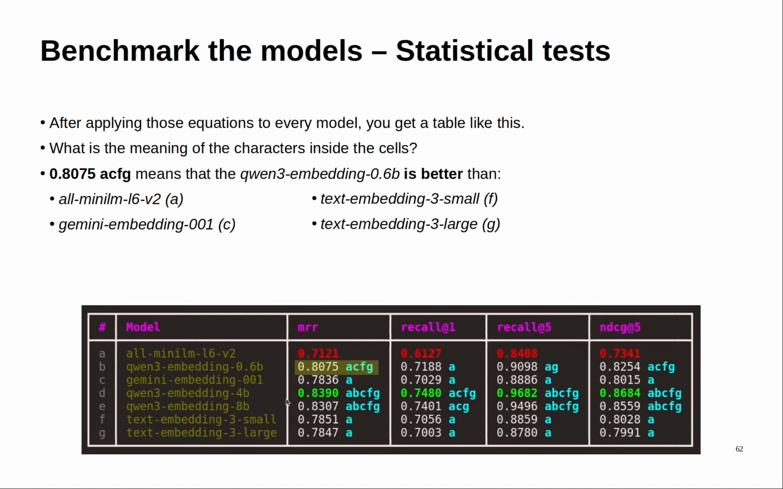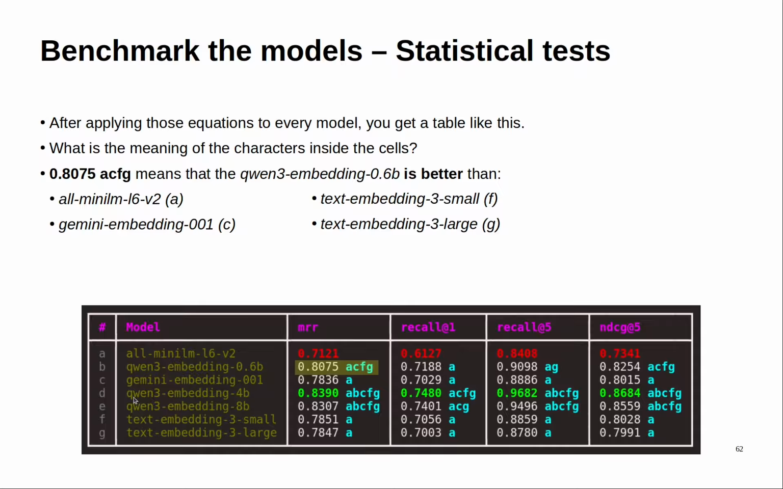And if you look closely, in some cells we don't have these letters. That's because when we performed the statistical test, we realized that this model is not better than the other ones. And we can see this. If we look at the all-MiniLM, it has the smallest MRR score, the smallest recall score, and it's the worst model in this list.